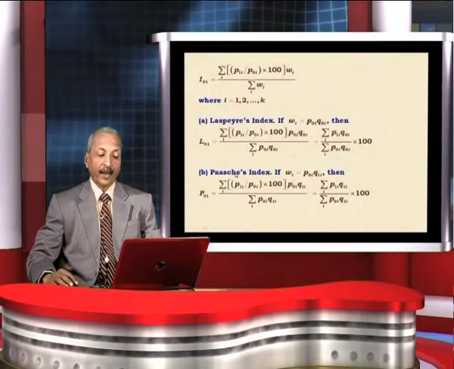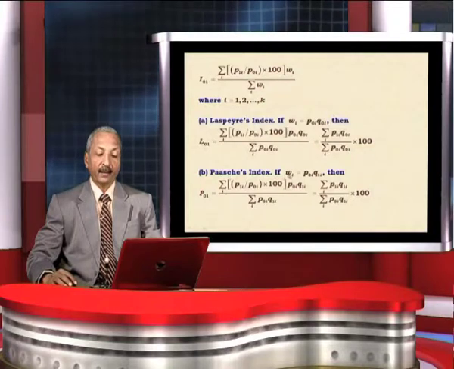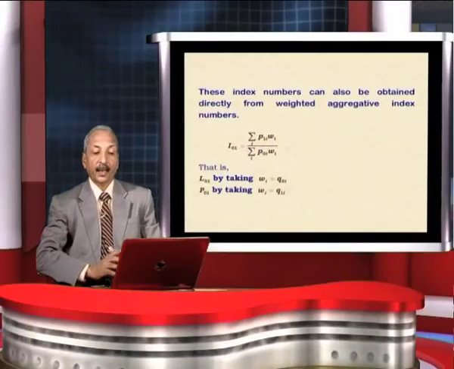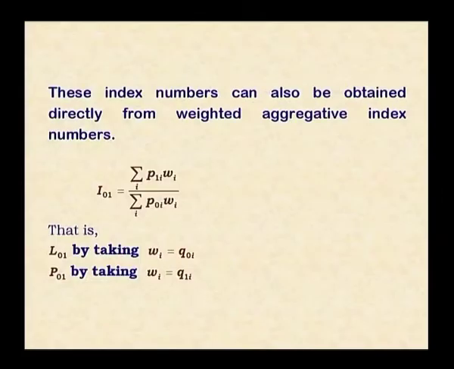Now, in case of the Paasche index number, we take the value of Wi equals P0i times Q1i, and the formula given by Paasche we denote here by P01. On simplification this gives sigma P1i times Q1i divided by sigma P0i times Q1i multiplied by 100. These index numbers can also be obtained directly from the weighted aggregative index number.